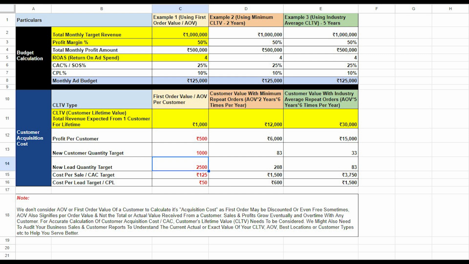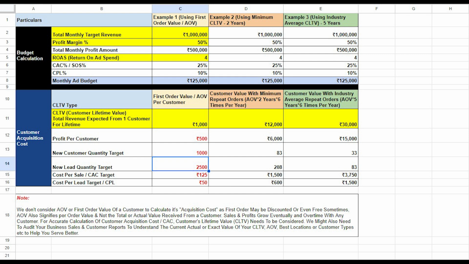And the new customer acquisition target here comes to 1,000. How do we come to know that we need 1,000 customers if they value 1,000 rupees? Our target was 10 lakh rupees. If each customer values only 1,000 rupees, we need to bring 1,000 customers to reach our target of 10 lakh rupees, and then we'll be able to get 5 lakh rupees, right?